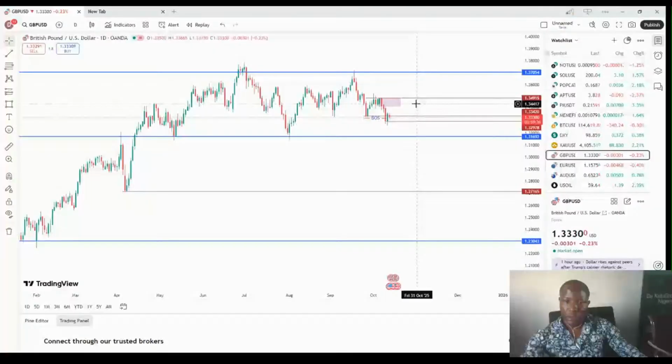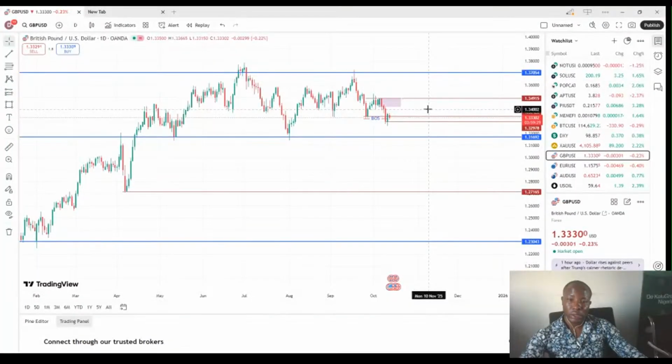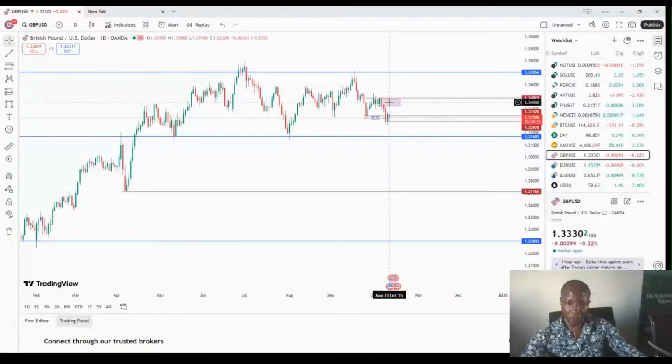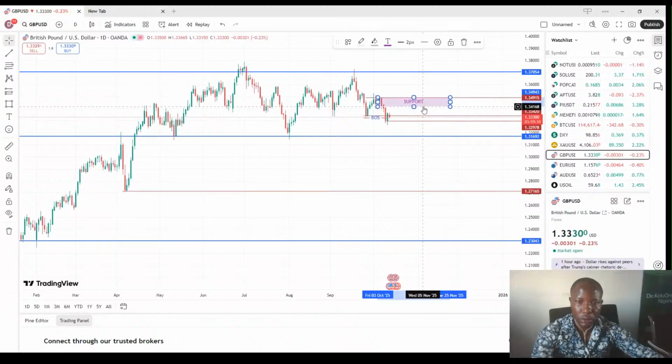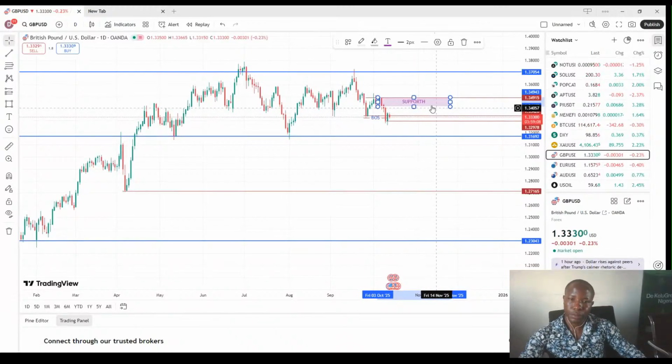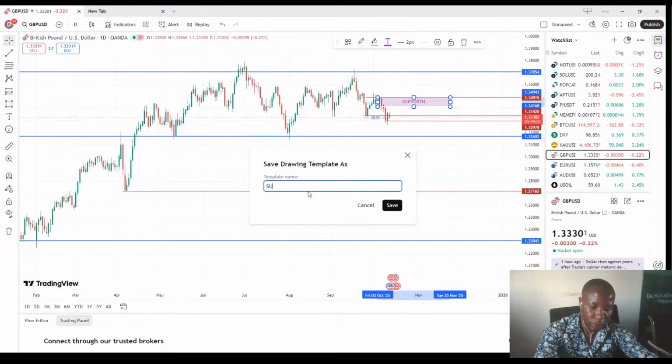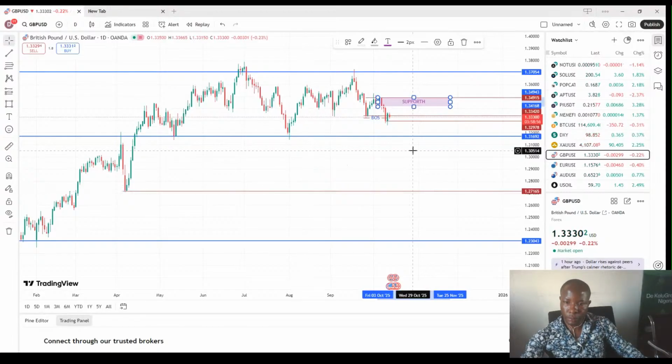So, has it been mitigated? For me, I think it has been mitigated. So we can call this thing a support. I can say it's a support right now. Let's call it support. Support level. Let's save it as well. Save support level. Support. All right. Since it has been mitigated, we'll call it support.